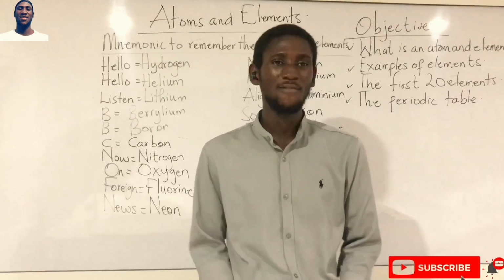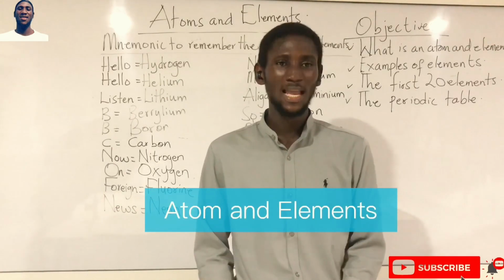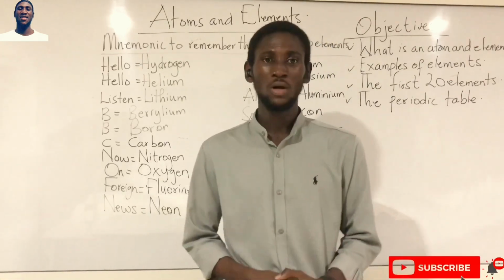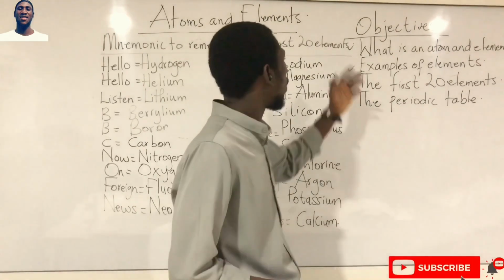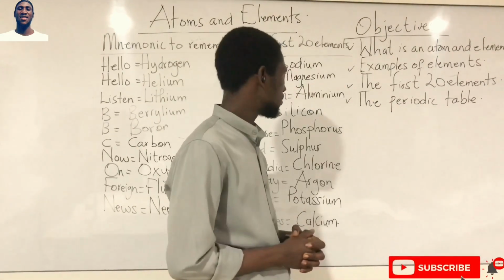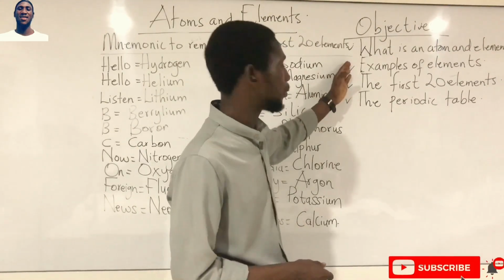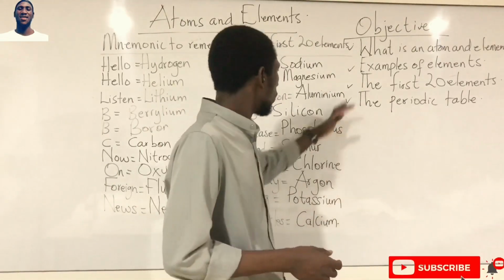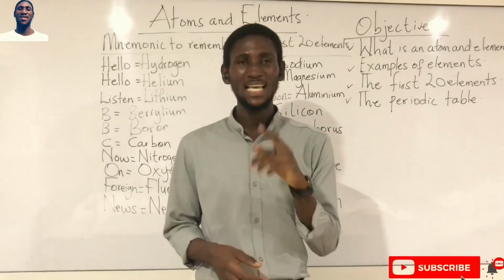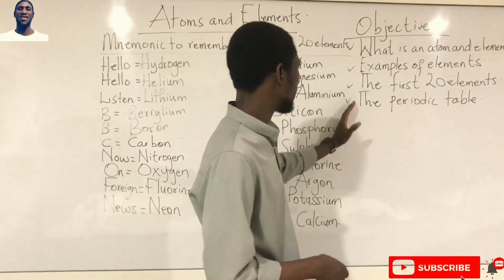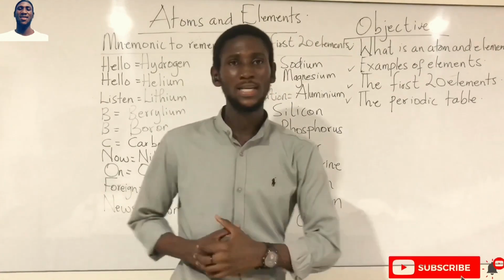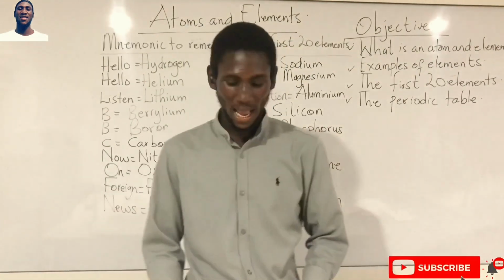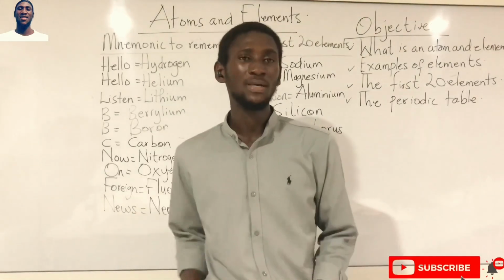Today we have an exciting video on atoms and elements. So let's quickly look at the learning objectives for the day. We want to look at what is an atom and element. Then we'll look at examples of elements, common examples of elements that we all know. We'll look at the first 20 elements. Then we'll end the lesson with the periodic table. Now, let's look at the first objective. What is an atom and what is an element?